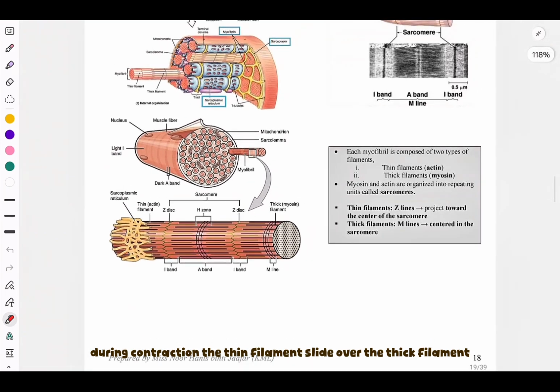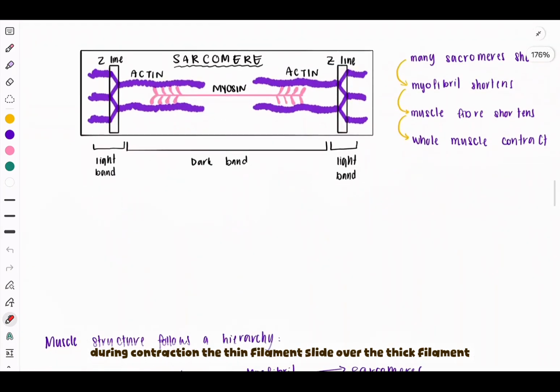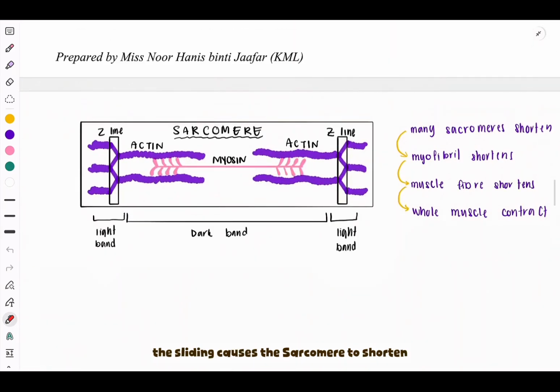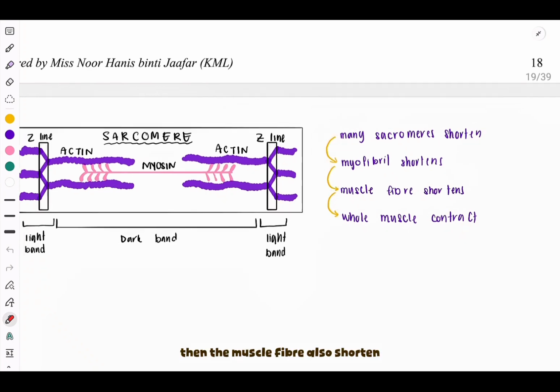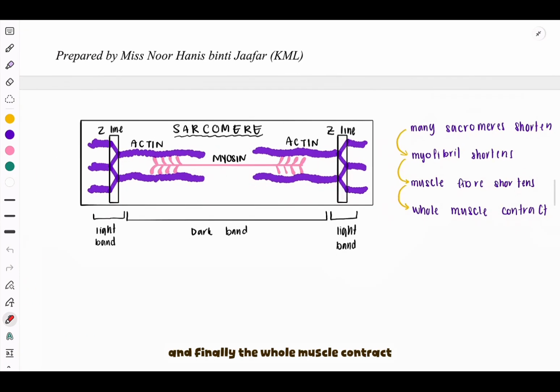During contraction, the thin filament slides over the thick filament. The sliding causes the sarcomere to shorten. Myosin is the thick filament, while actin is the thin filament. When many sarcomeres shorten at the same time, the myofibril will shorten. Then the muscle fiber also shortens, and finally, the whole muscle contracts.